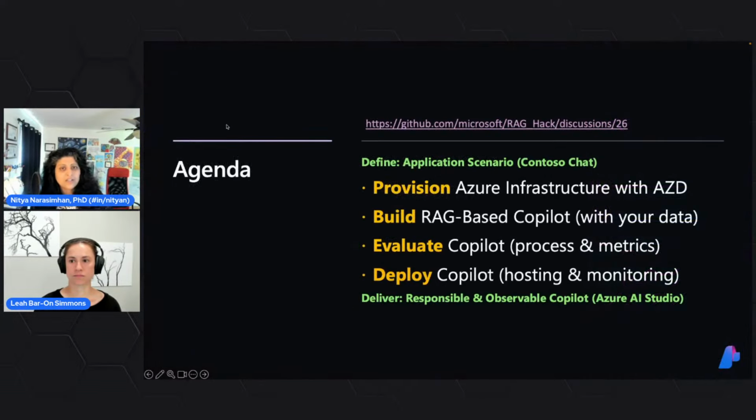The agenda for this session is really quite simple. First, we're going to start by describing to you an application scenario for the open source sample that we're going to focus on. Then we're going to walk through the 4 steps or 4 phases of our end-to-end developer workflow, and then wrap up by showing you how you can deploy and deliver a responsible and observable Copilot experience when you build your RAG application. Quick note, there is a GitHub link that you'll see there that will also be shared on the chat. That's where you can go to if you want to have discussions during or after this session. We'd love to hear from you.